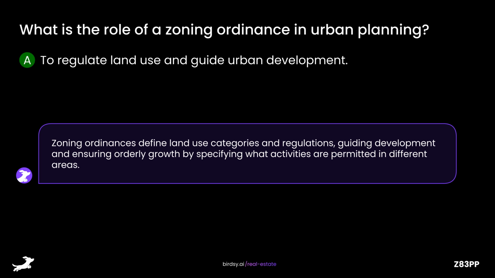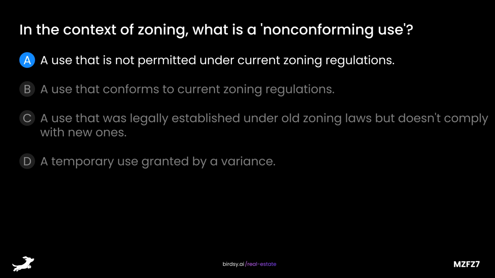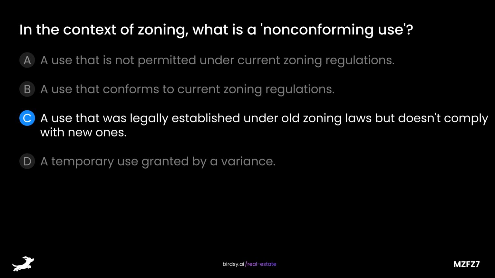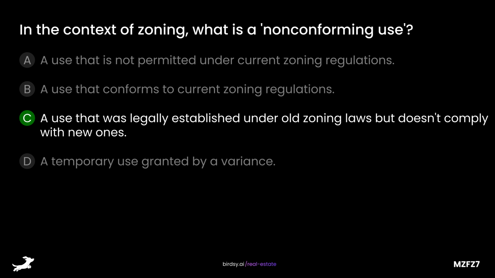In the context of zoning, what is a non-conforming use? Is it A, a use that is not permitted under current zoning regulations? B, a use that conforms to current zoning regulations? C, a use that was legally established under old zoning laws but doesn't comply with new ones? Or D, a temporary use granted by a variance? The answer is C, a use that was legally established under old zoning laws but doesn't comply with new ones.